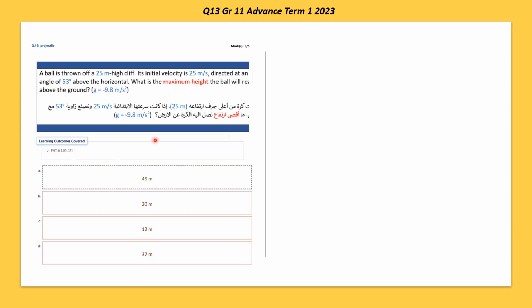Here we continue. A ball is thrown off a 25-meter high cliff. Its initial velocity is 25 meters per second. So here we have a ball, and that's the cliff. The height of the cliff is 25 meters. We throw the ball upward, as they say, with an angle of 53 degrees. What is the maximum height relative to the ground? Maximum height relative to the ground.